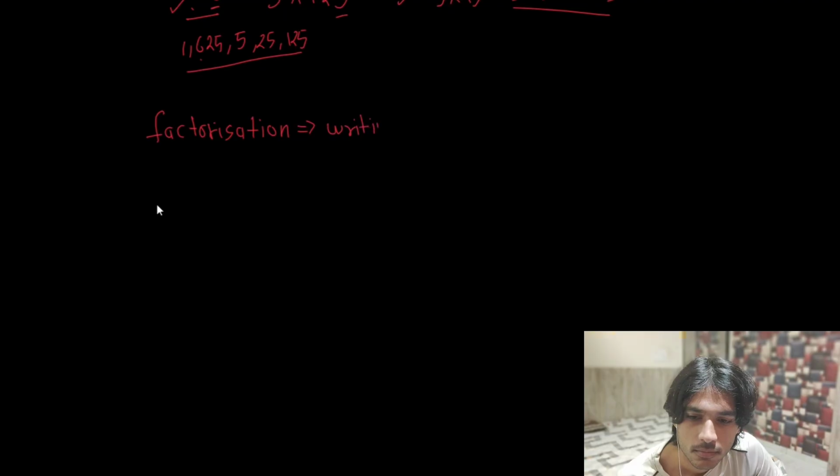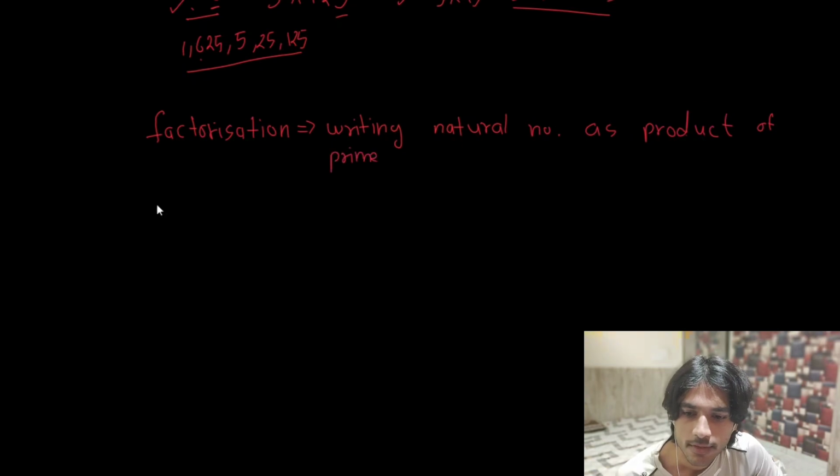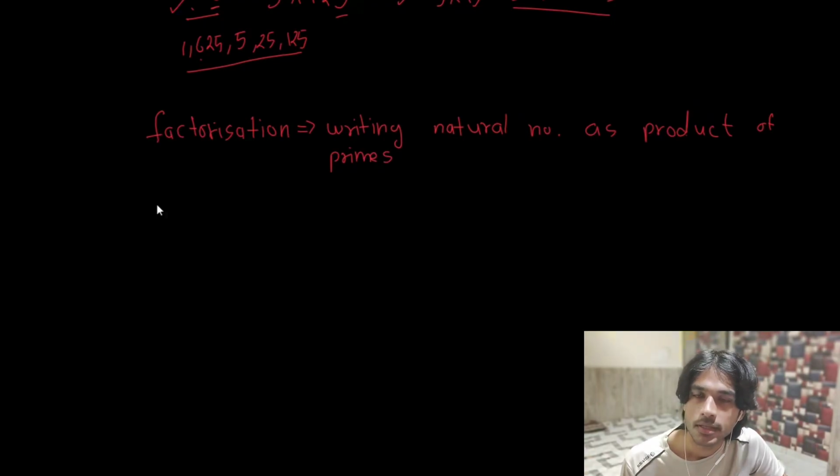writing a natural number as a product of primes. Factorization is nothing but whenever you write a natural number, it can be a prime, it can be composite. If it is a prime, suppose 2, then I can simply write 1 multiplied by 2. But obviously 1 is not going to be prime, so we can simply write 2. Because there is no other way, right? 2 is not going to have any other factor. So we have to write 2 equals 2.